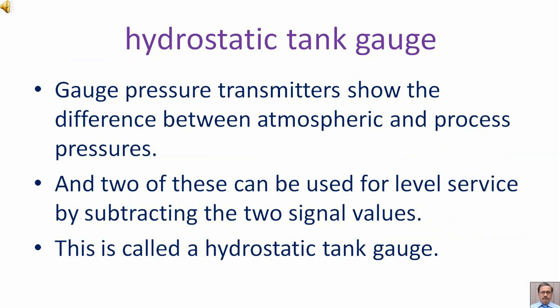Hydrostatic tank gauge. Gauge pressure transmitters show the difference between atmospheric and process pressures, and two of these can be used for level service by subtracting the two signal values. This is called a hydrostatic tank gauge.